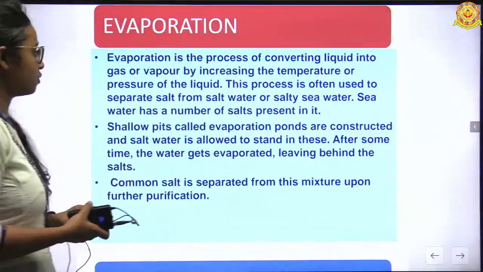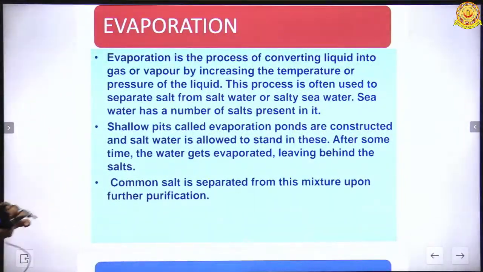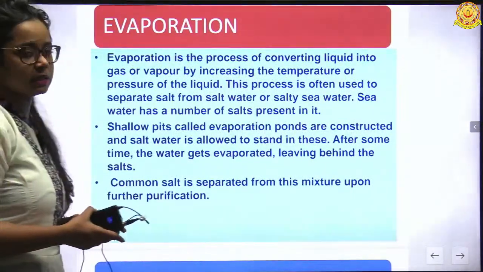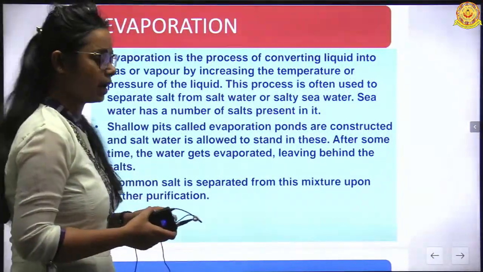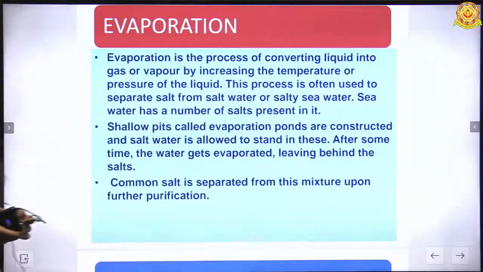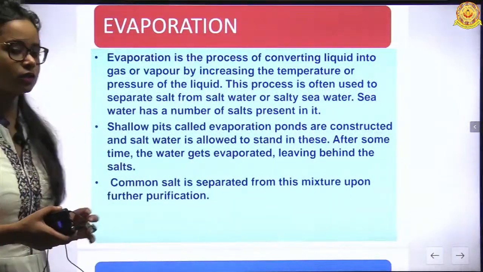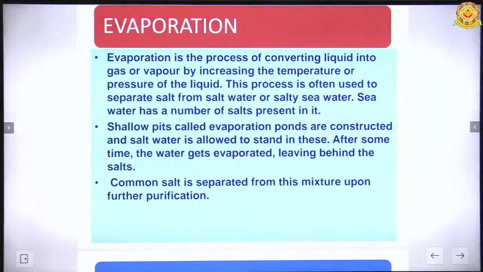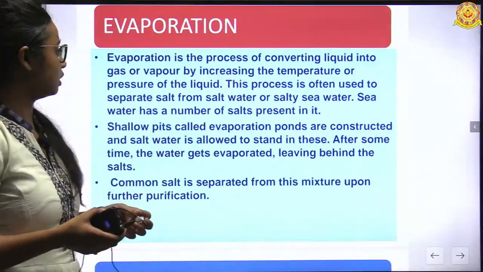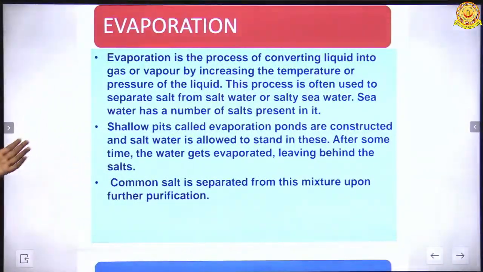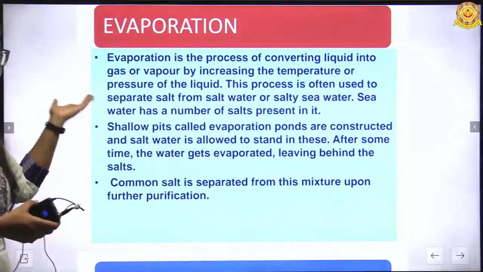Now the process is often used to separate salt from salty sea water. Sea water has a large amount of salt present in it. Shallow pits called evaporation ponds are constructed and salt water is allowed to stand in these. After some time the water gets evaporated, leaving behind the salt. Basically evaporation is used to separate the salt from the lake. As you all know, there is salty water present in lakes or the sea, so the process used to get salt is called evaporation.